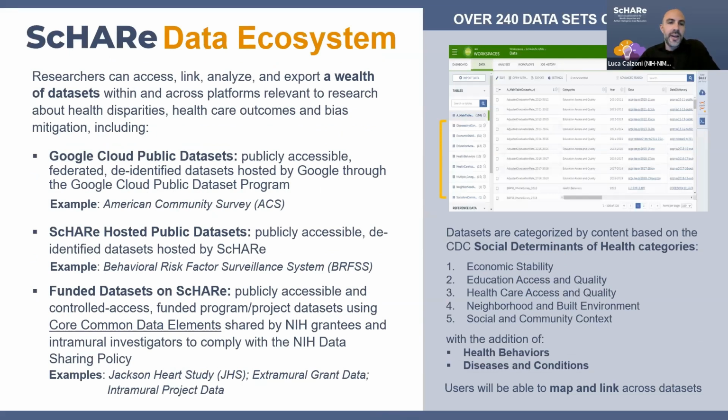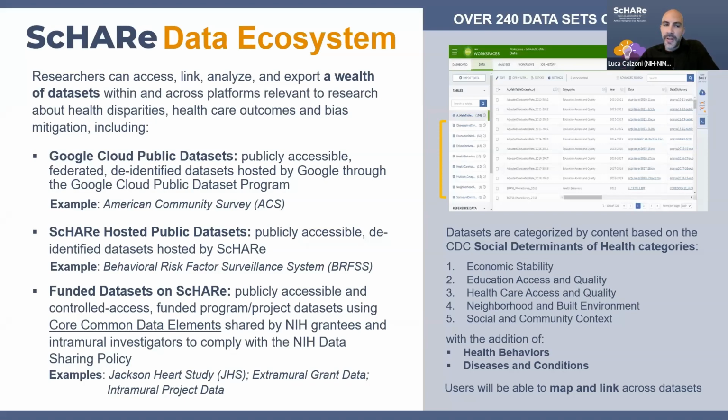In terms of data that the users can access, we host 3 categories of datasets. The first one is the Google Cloud public datasets, which are publicly accessible, federated and de-identified datasets that are hosted by Google, actually, but they are accessible through ScHARe. And this is thanks to the Google Cloud Public Dataset Program.